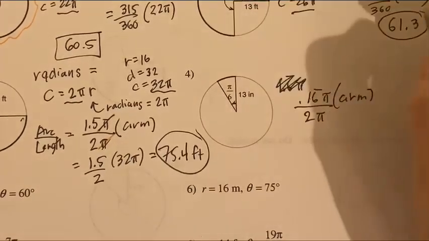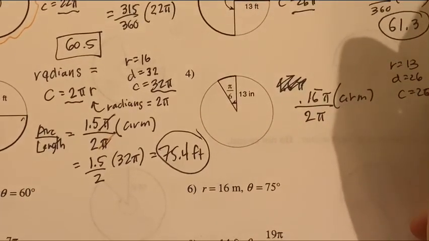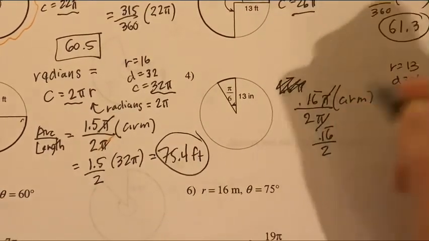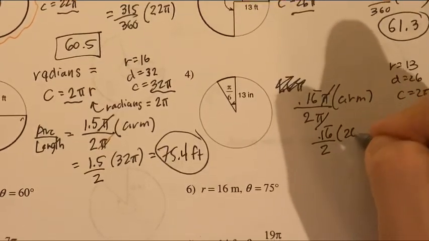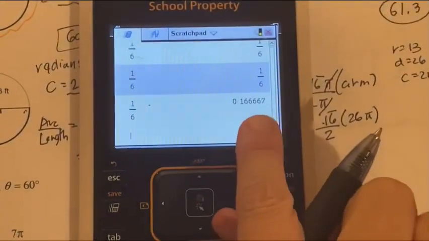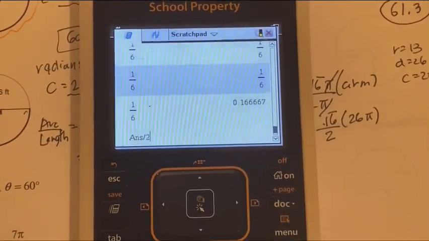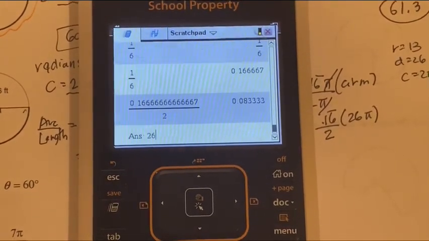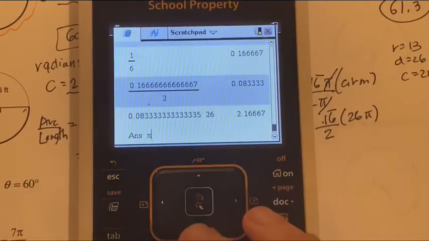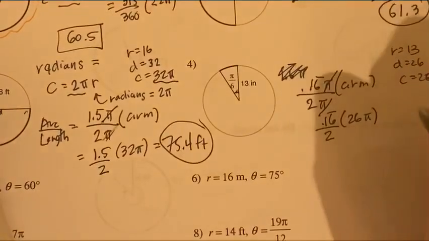All right, so what's our circumference? Well, radius 13, diameter 26, circumference 26 pi. So 0.16 repeating over 2, the pi's would cancel, times 26 pi. So let's type that in. 0.16 repeating, divide by 2, enter, times 26, enter, times pi, enter. All right, so I got 6.8.